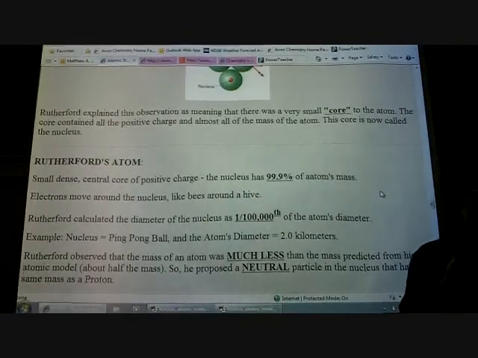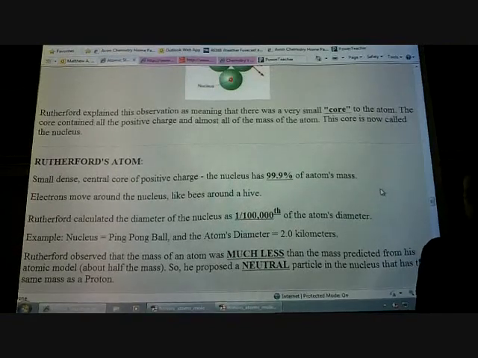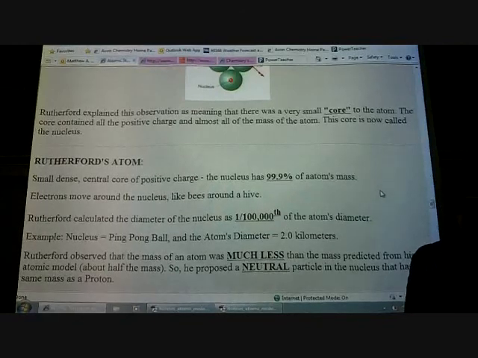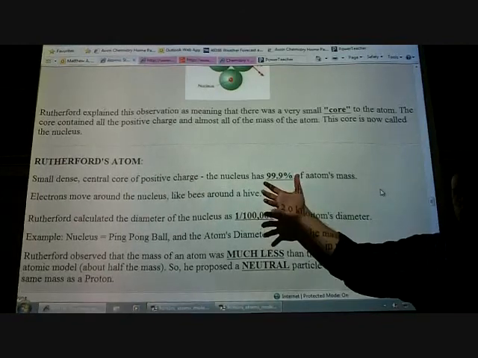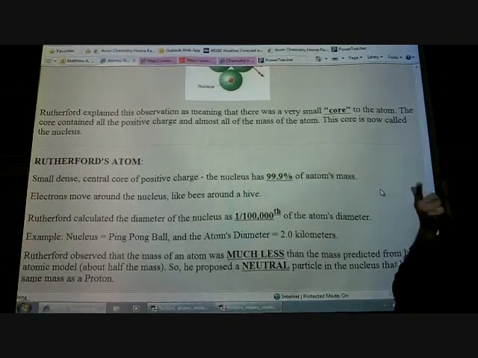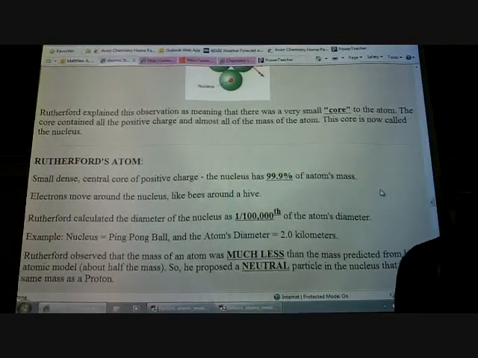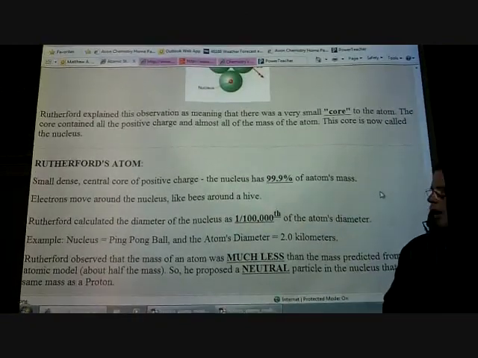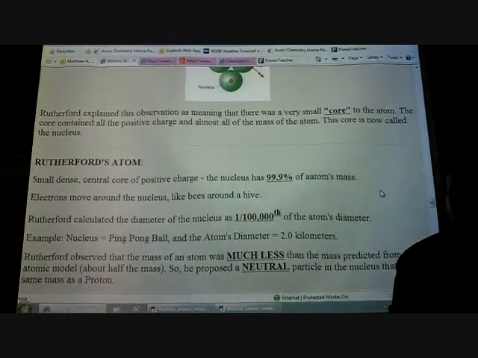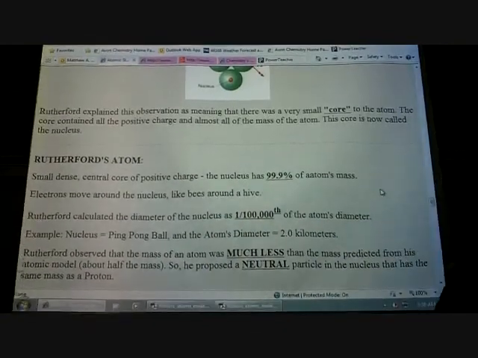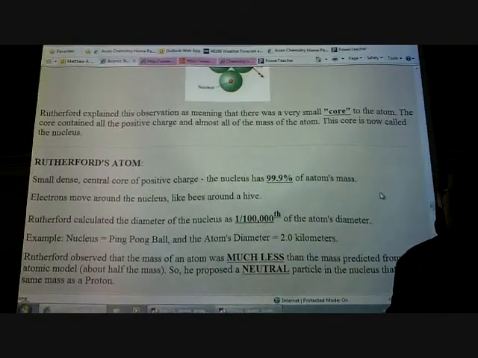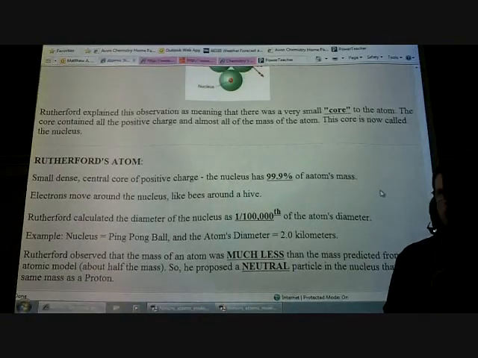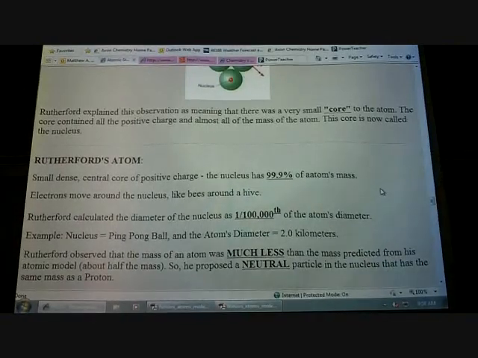So when we look at the small microscopic scale, so small we can't see it, it has the same model, same arrangement as our solar system. All right, so that's pretty cool. And even if you look at the galaxy, the center of the galaxy is very, very massive, but I don't think it's around 99%. So electrons move around the nucleus like bees around a hive. Rutherford calculated the diameter of a nucleus to be 1/1000th. So I'm talking, this central core is massive. Not huge, it's massive. Now mass deals with weight.